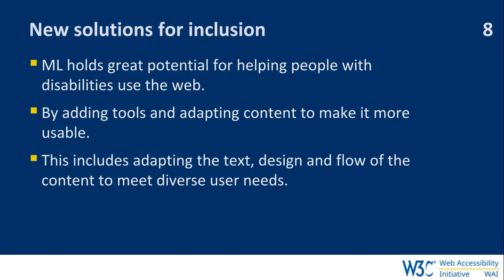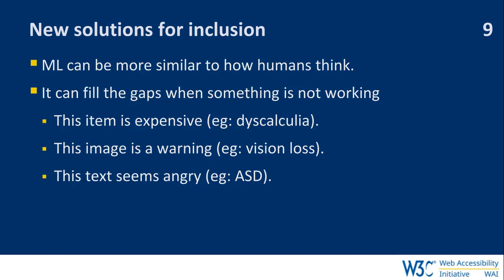Great stuff. So in terms of new solutions for inclusion, why do you feel that machine learning can be more similar to how humans actually think? That's a very interesting question. Well, machine learning and neural nets, for instance, are more similar to how most people think. Most of us don't think so often in a sequential way of these rule-based algorithms. So in a way, machine learning is based on how people think. And so therefore, it could fill the gaps on where there's some kind of problem.